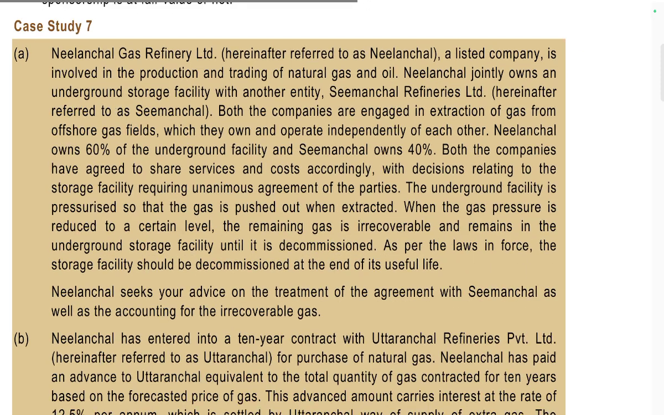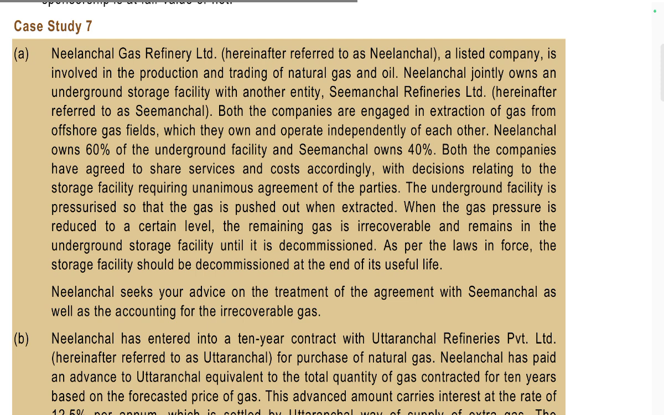The underground facility is pressurized so that the gas is pushed out when extracted. Then the gas pressure is reduced to a certain level. The remaining gas is irrecoverable and remains in the underground storage facility. The storage facility would be decommissioned at the end of its useful life.